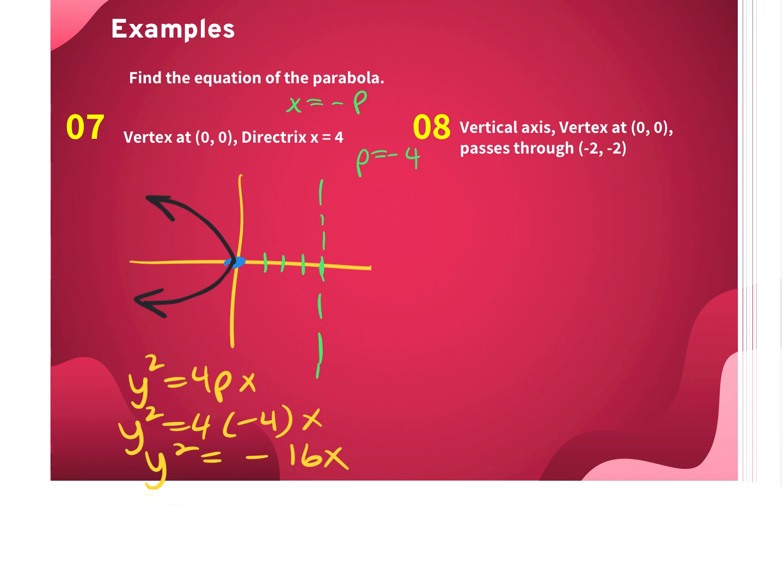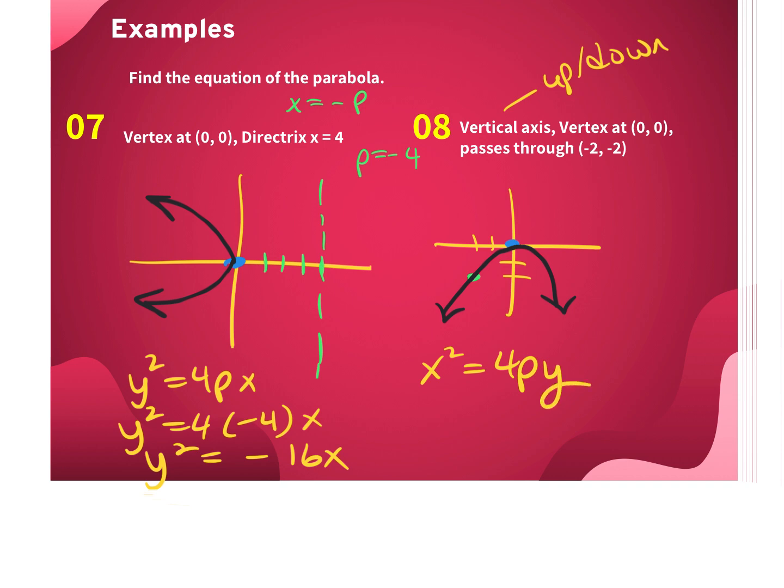Next one, same thing. This time, vertical axis. So again, vertical is up and down. And again, my vertex is at 0, 0. So let's give myself a visual here. I have my vertex at 0, 0, and then it's going through the ordered pair -2, -2. So over here. So parabola facing downward. So equation x squared equals 4py. Again, I'm going to use this as x and y, and I need to solve for p.